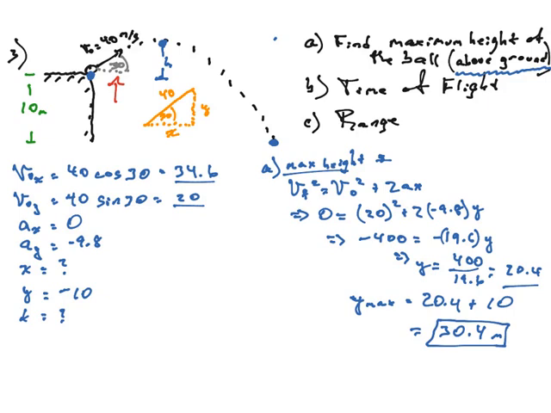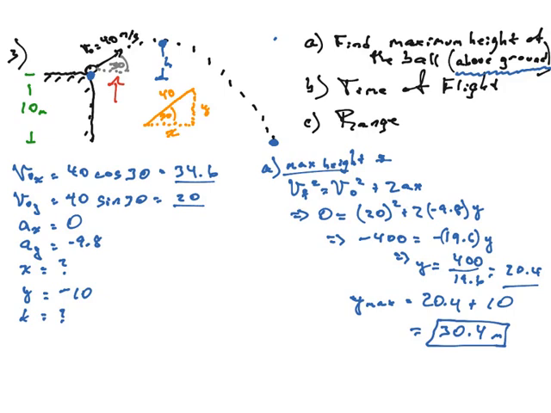Found the maximum height. How did I do it? I'm looking for a y distance. Also, I know, because it's always like this, if I'm at the maximum height, my y velocity is always 0, my y final velocity. So I use the second equation, vf squared is v naught squared plus 2ax. Looking for the distance. Acceleration is gravity. Initial velocity, I happen to know. Final velocity is 0 at the maximum height.